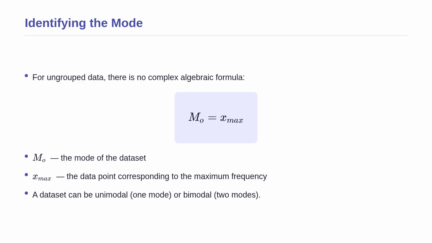Because the mode is a concept of frequency rather than arithmetic, its mathematical representation is incredibly simple. The formula simply states that the mode, represented by m sub o, is equal to x sub max. Here, x sub max represents the specific data point or category that corresponds to the maximum frequency in your tally. There's no division or summation involved.